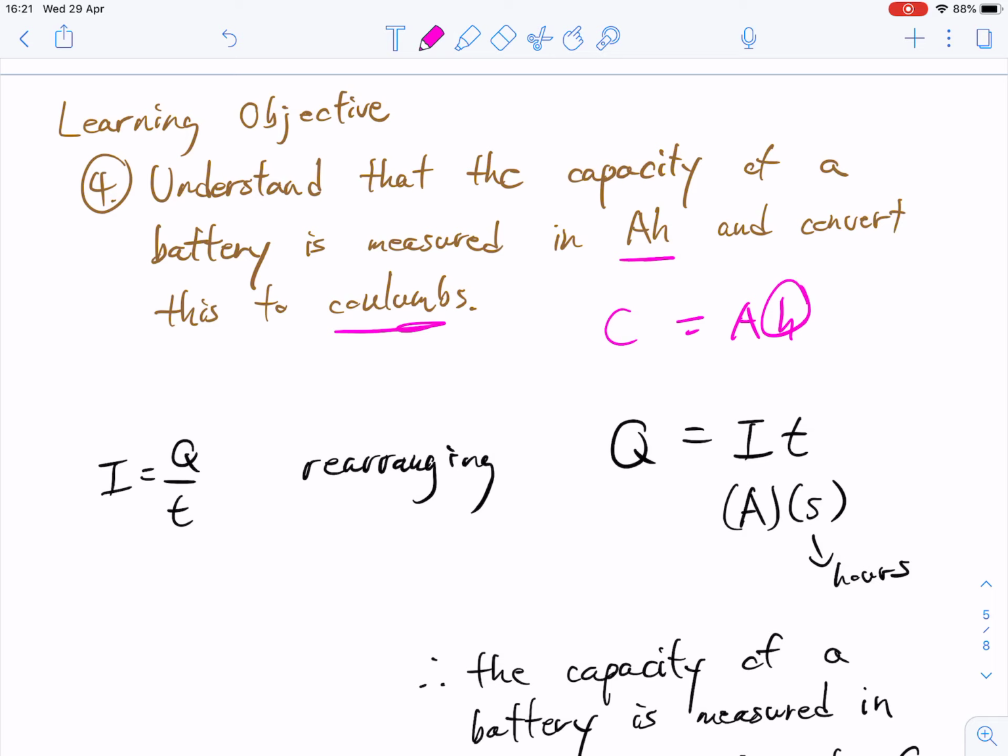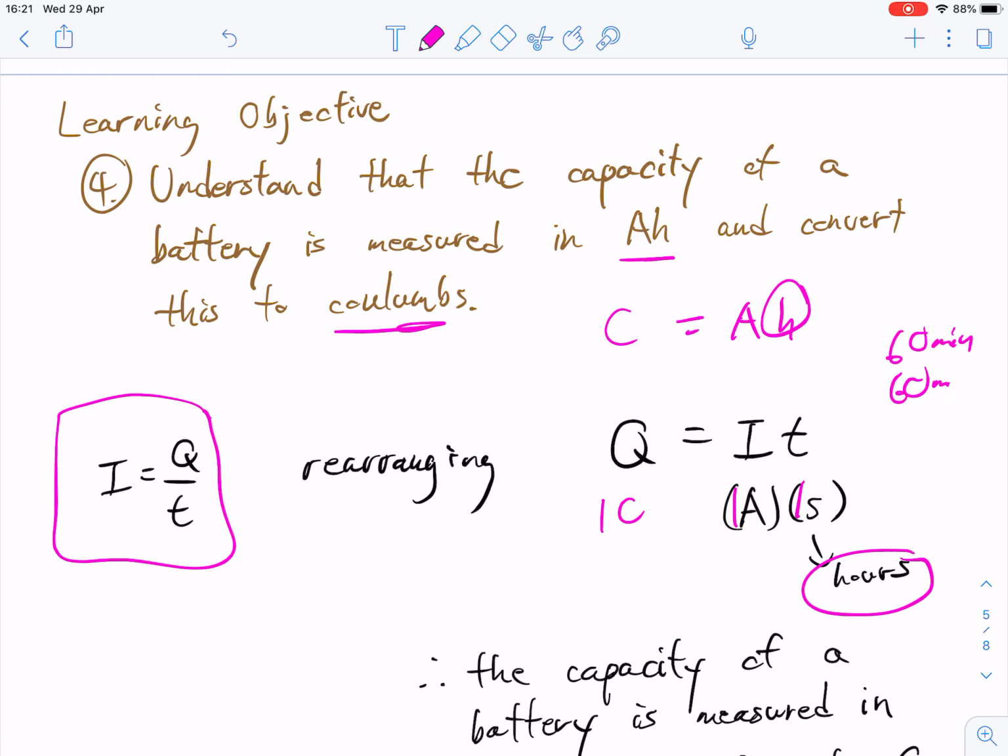And what we're actually seeing here is that if we took our fundamental formula, so essentially 1 coulomb would be equal to 1 amp multiplied by 1 second. That is true. But when we arrange this to amp hours, what we're doing is we're multiplying seconds by 3600. So there's 60 minutes in an hour, and there's 60 seconds in a minute. So when you multiply the two together, you get 3,600 seconds per 1 hour. Okay?